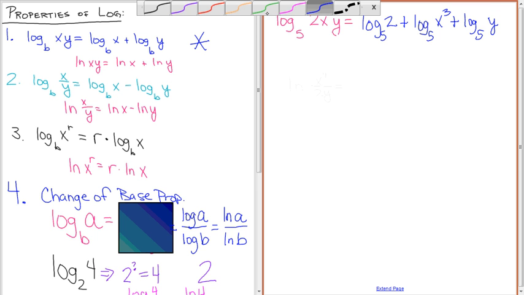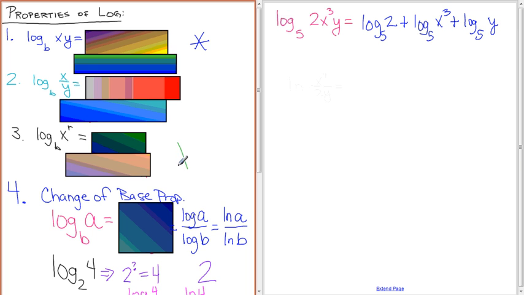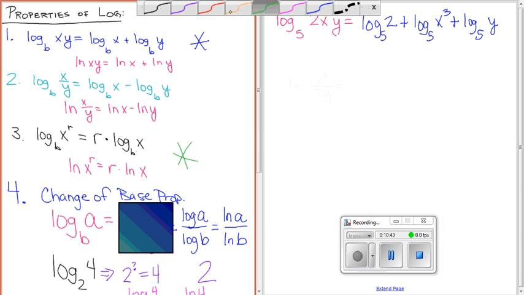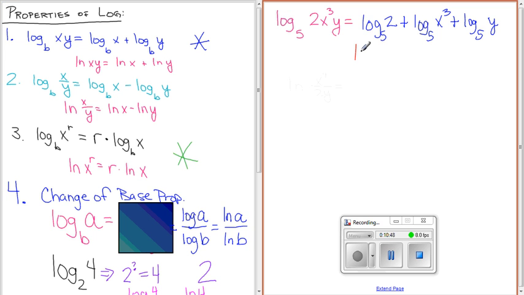And then we can use the third property to simplify this middle expression, log base 5 of x to the third. The 3 can get pushed to the front of this log base 5, so our final answer would be log base 5 of 2 plus 3 times log base 5 of x plus log base 5 of y.